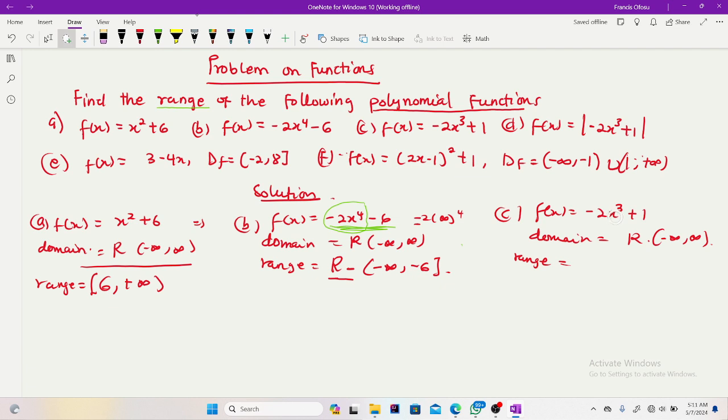So x can take an odd input, and when it takes a negative number, the cube of a negative number is still negative, and it has a negative 2 here. So the negative sign will make that positive. So all negative numbers you put into this function will yield positive values. And all positive values you put into this function will surely yield negative values.